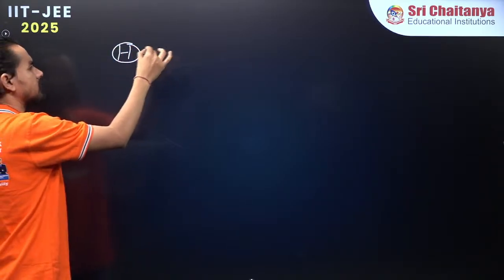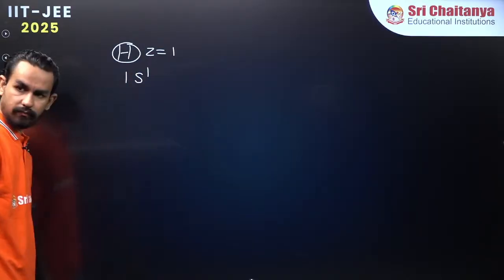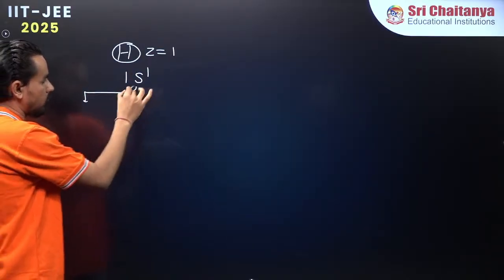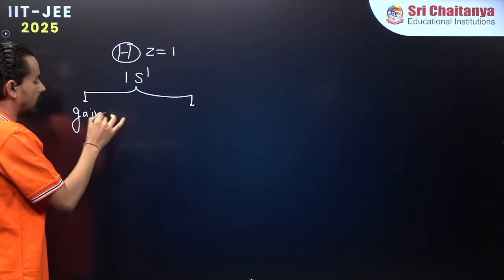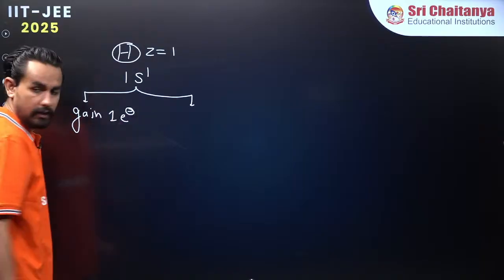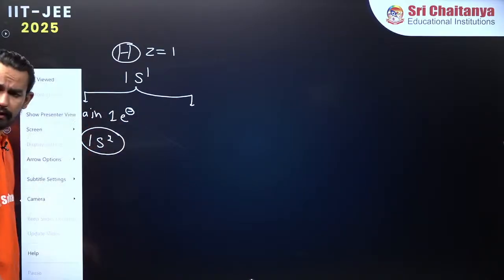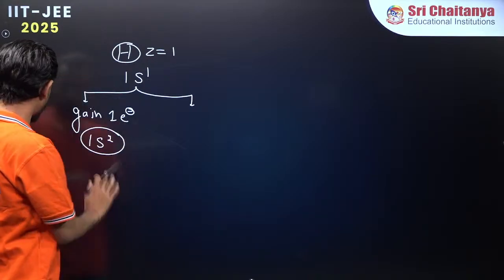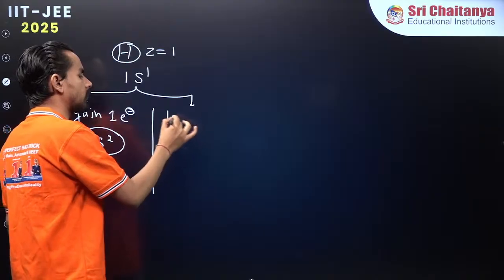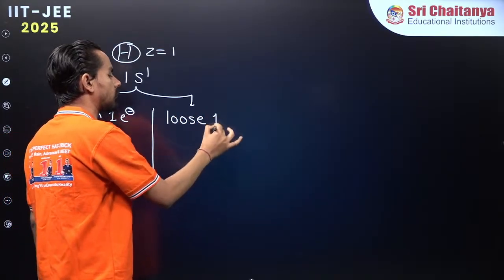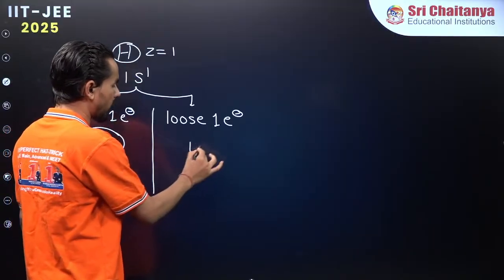See, hydrogen has Z equal to 1. Its configuration is 1s1. It can do two things. One, it can gain 1 electron, and what will it form? A 1s2 configuration, which is helium-like. So it is a noble gas configuration. Apart from that, it can also lose one electron.